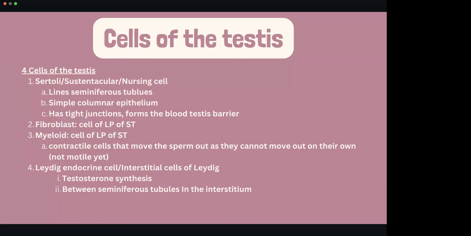Germinal epithelium, sperm, Sertoli cells, which are simple columnar epithelium, and then the Leydig cells. Now, this is the journey of the sperm. I forgot to mention that. It starts off in the seminiferous tubules and then goes to the epididymis.